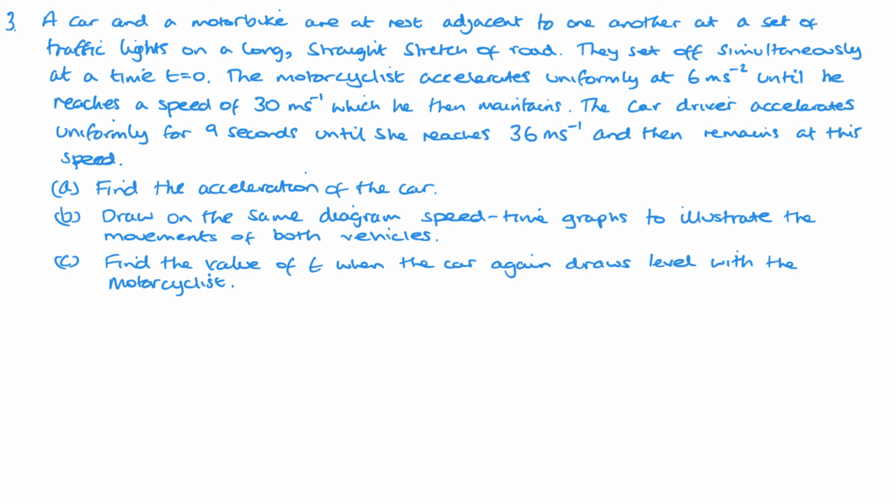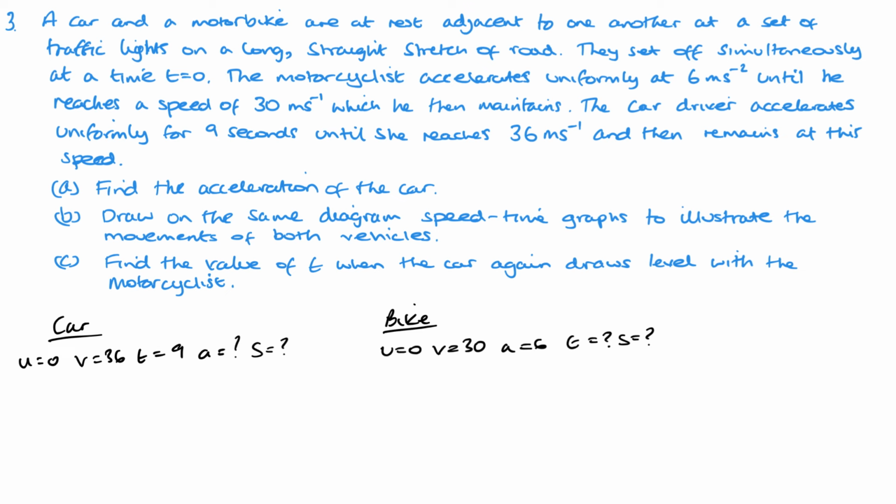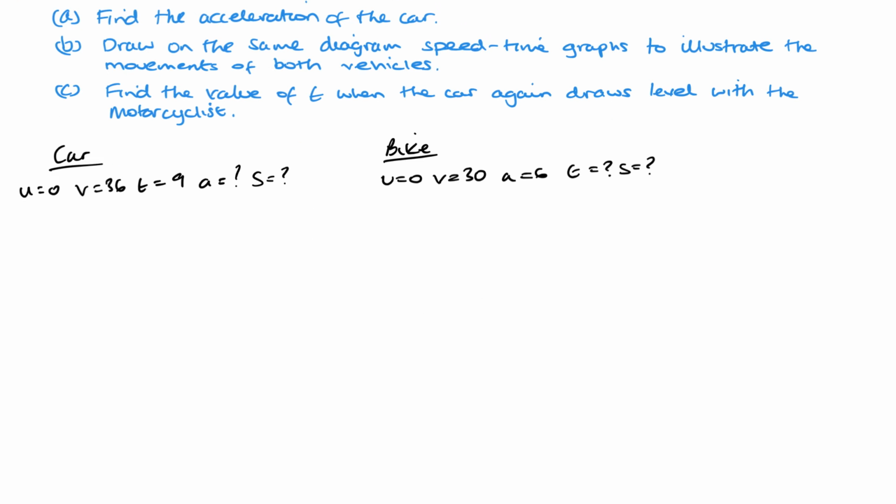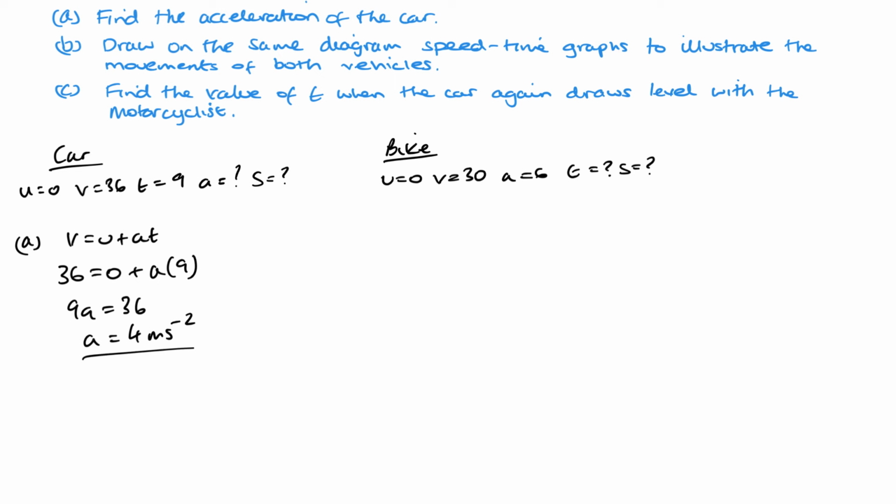Find the acceleration of the car is the first thing, but before I jump into that, let's get all this information down. So this is basically what we know. Now, find the acceleration of the car. We know U, V, T, and we want to find A. So that is V equals U plus AT. So we get 36 equals 0 plus A times 9. 9A equals 36, A equals 4 meters per second squared.